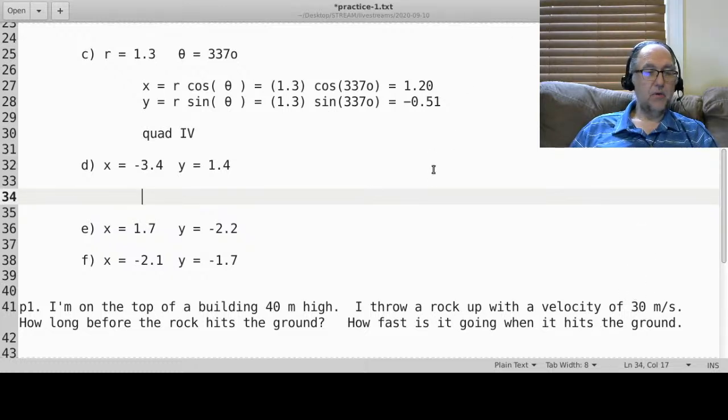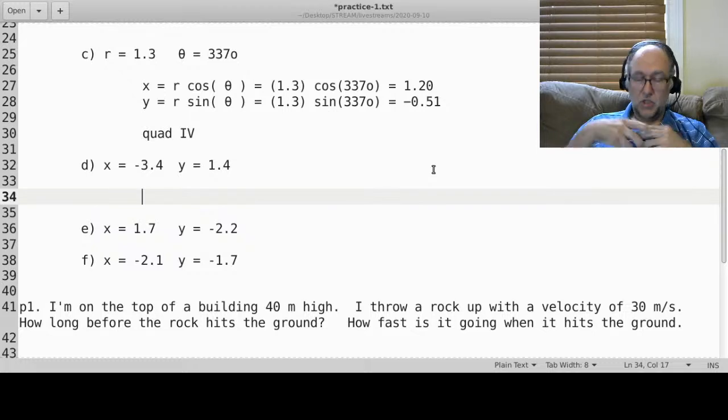Okay, let me continue. Now, Cartesian to polar is a little bit more difficult. The r value is not hard, but it's the theta that's hard. And the reason for that is because of the inverse tangent, which is the way I showed you how to do it. Incidentally, there are other ways to do it. You could do inverse sine and inverse cosine, but I'd rather just stick to inverse tangent right now because I don't want to confuse things.